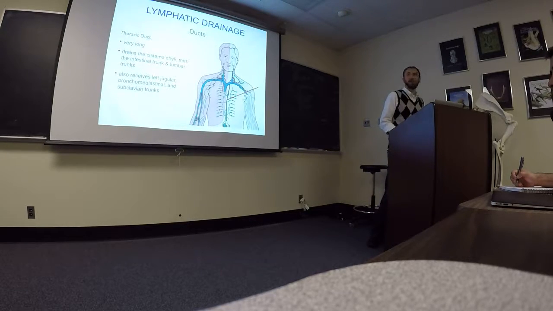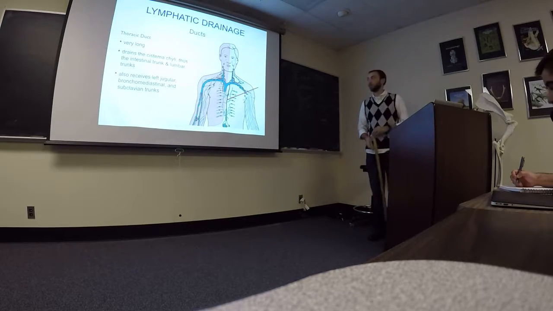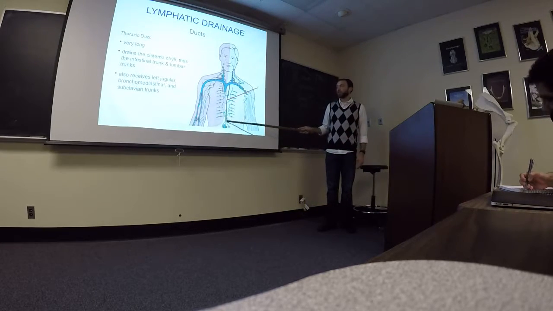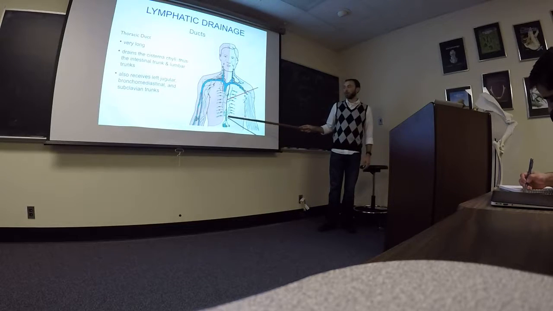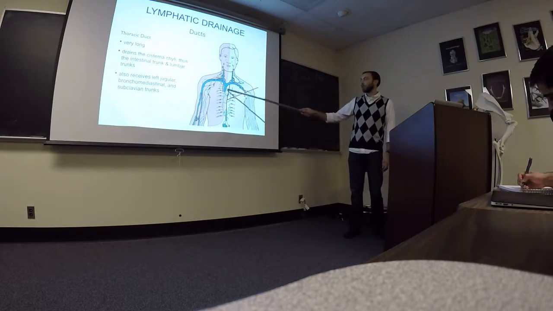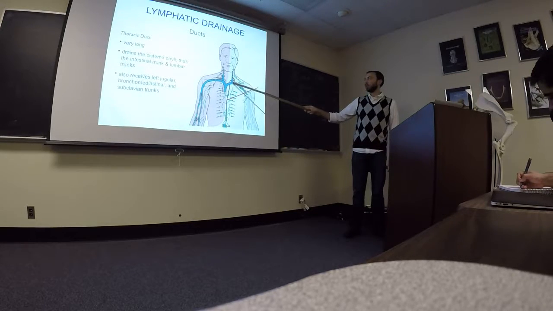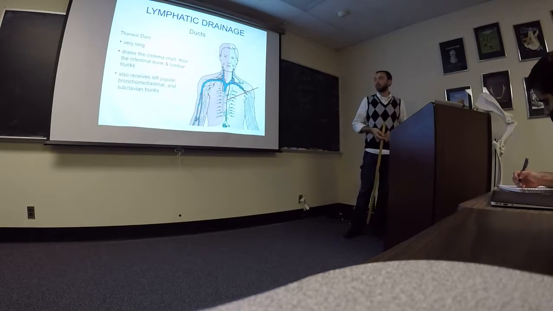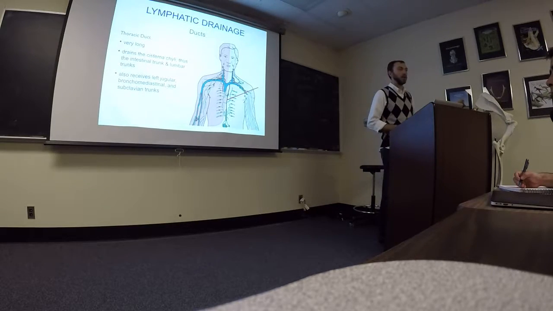The thoracic duct, on the other hand, is really long. So we saw it way down here in the thorax. It starts at the cisterna chyli, and remember the cisterna chyli was where the lumbar and intestinal trunks drained. As it gets up to where it will eventually rejoin the venous circulation, it'll pick up the left jugular, left bronchomediastinal, and left subclavian trunks.